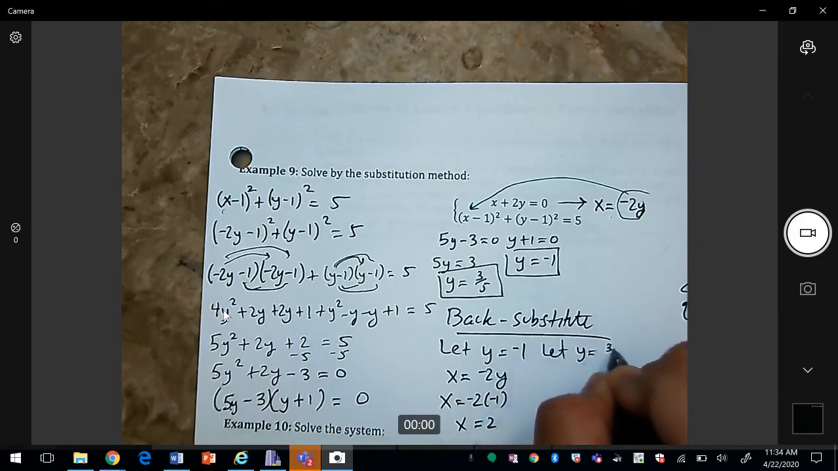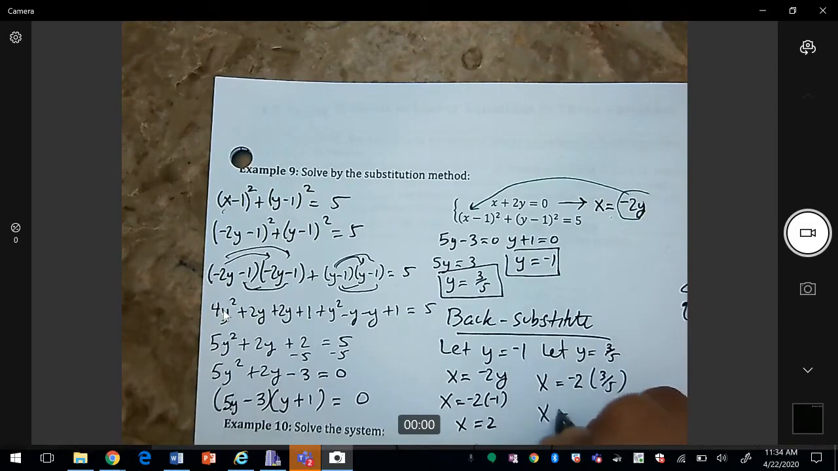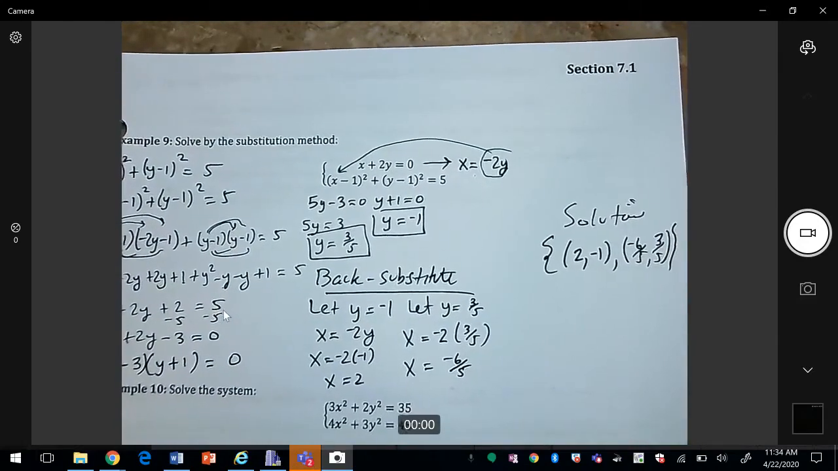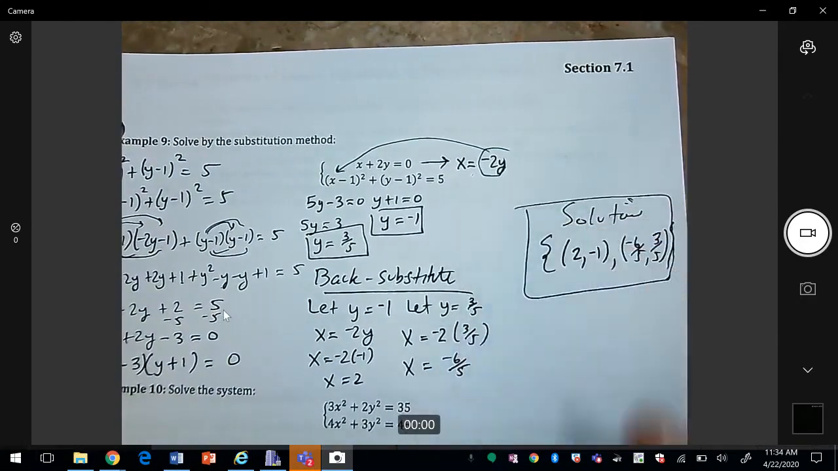And then let's check y is 3/5. So we get negative 6/5. So x is negative 6/5 when y is equal to 3/5. So I just wrote on this side. So this is my solution.